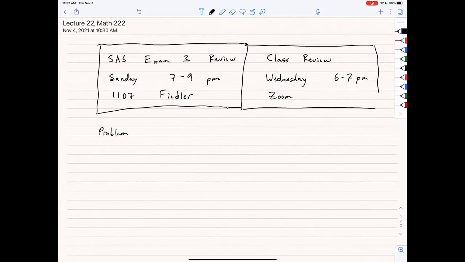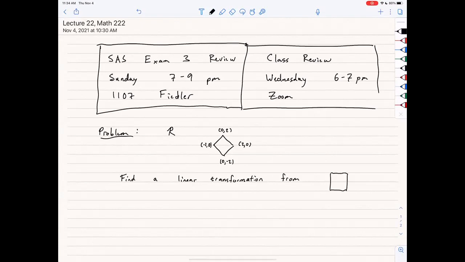That was a problem of integrating over sort of a diamond. We had this region R. It was this kind of picture here, (2, 0), (0, 2), (0, -2), and (-2, 0). And one of the steps in the solution to the problem was to find a linear transformation from the square, which is sort of centered at the origin, (1, 1), (1, -1), etc., to this region R.